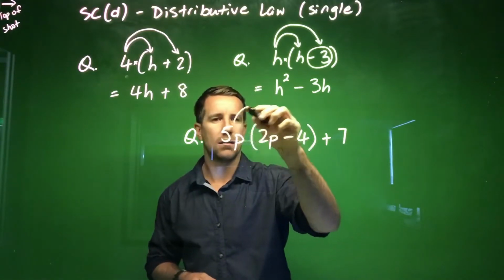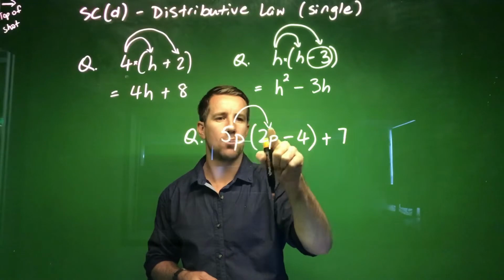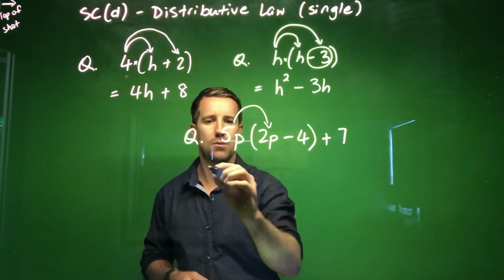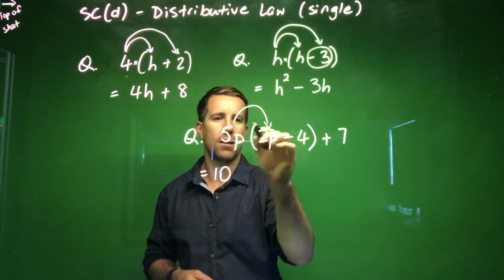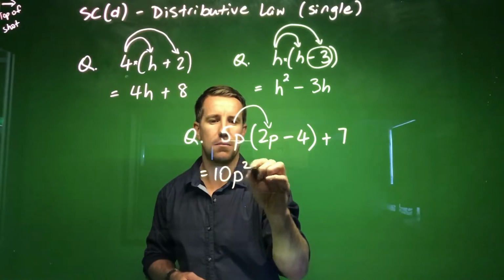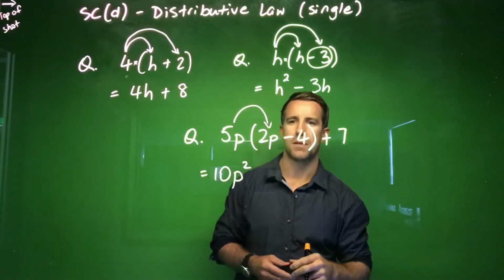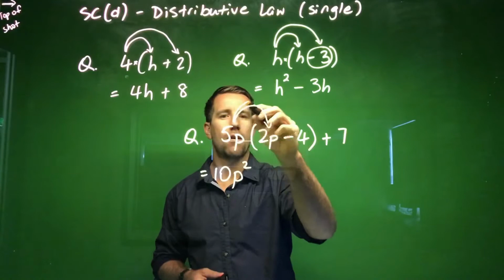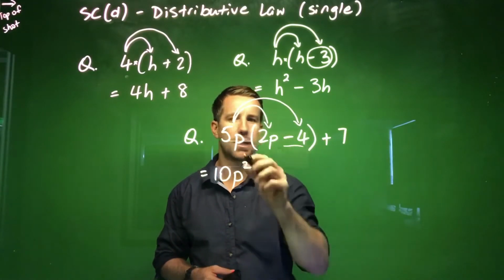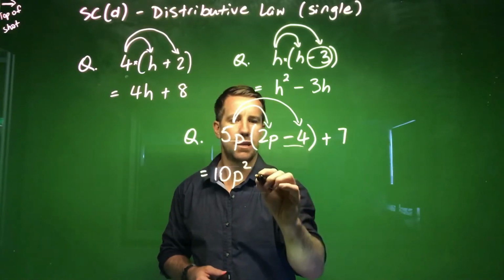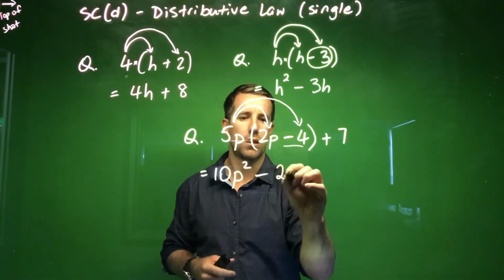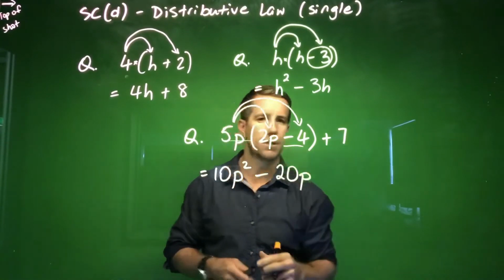So beginning, we've got 5p multiplied by 2p. Straight away we can do our integers, so 5 times 2 will get us 10. And then we've got our p times p as the second component of those terms, which is going to get us p multiplied by itself 2 times, which is p squared. We then take our 5p and multiply it by not 4, but negative 4. Okay, so a positive multiplied by a negative gives us a negative. Now we can look at 5 times 4, which is 20, and we've got multiplied by p as well.